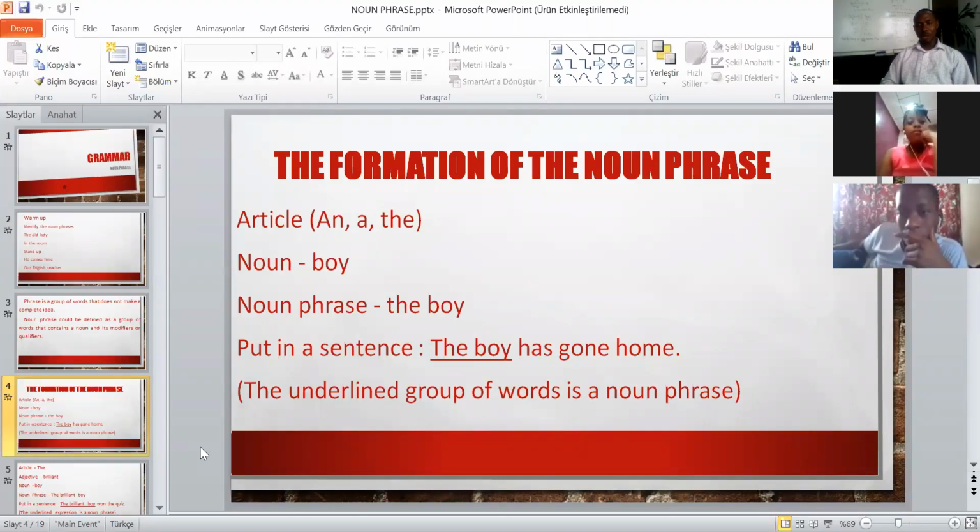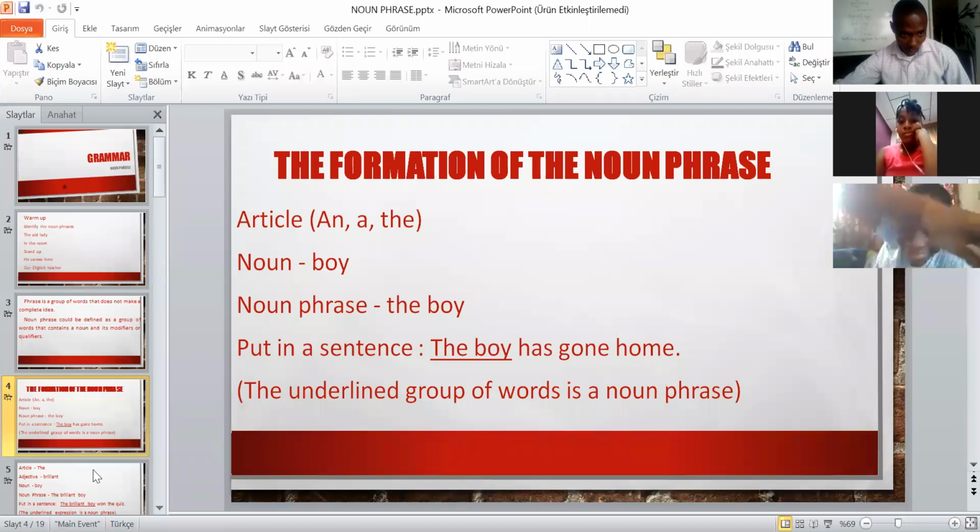When you have an article, an, a, or the, coming before a noun, it is going to be referred to as a noun phrase. For example, we have the sentence, the boy has gone home. The boy is a noun phrase. The noun is boy. The is an article. So if you see from the screen, the underlined group of words is a noun phrase.